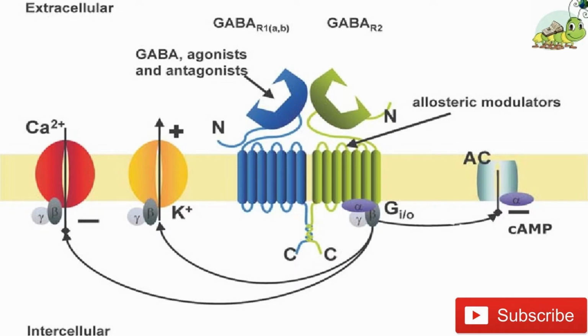As with glycine, different subunits confer distinct properties on the receptor. For example, GABAA receptors are the targets of 2 major classes of drugs, the benzodiazepines and barbiturates. Benzodiazepines, such as diazepam, are widely used anti-anxiety and muscle relaxant drugs. Barbiturates are used as sedatives and anticonvulsants.